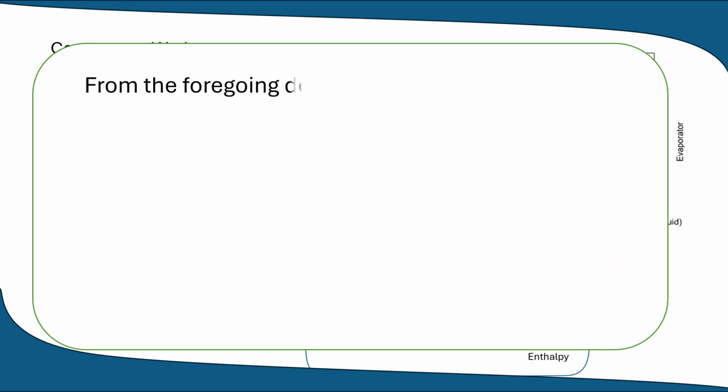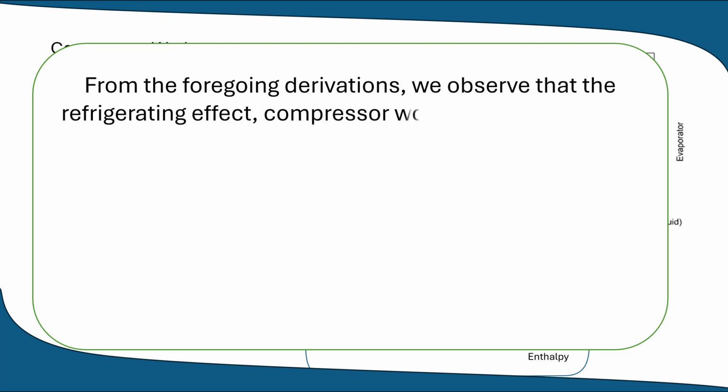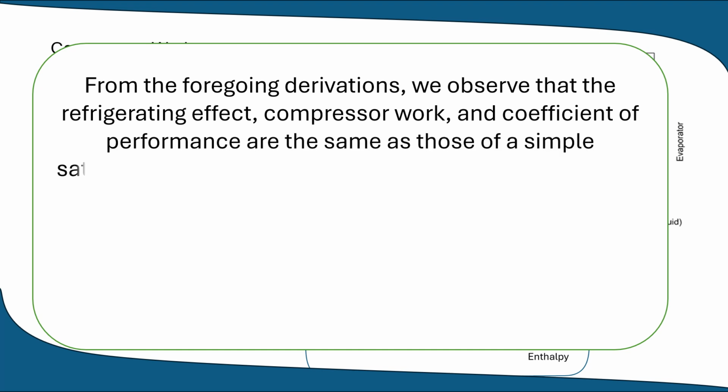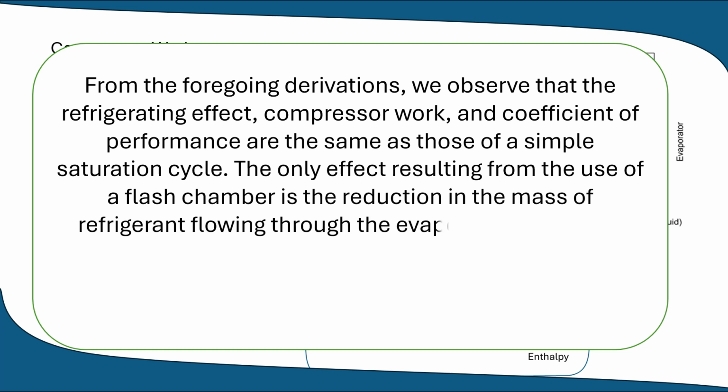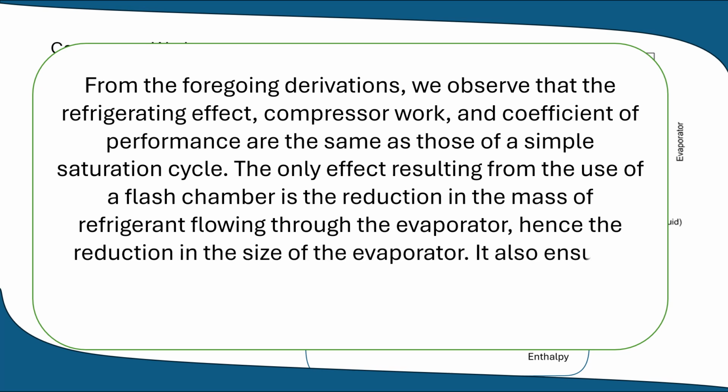From the foregoing derivations, we observe that the refrigerating effect, compressor work, and coefficient of performance are the same as those of a simple saturation cycle. The only effect resulting from the use of a flash chamber is the reduction in the mass of refrigerant flowing through the evaporator, hence the reduction in the size of the evaporator. It also ensures that no wet vapor enters the compressor.